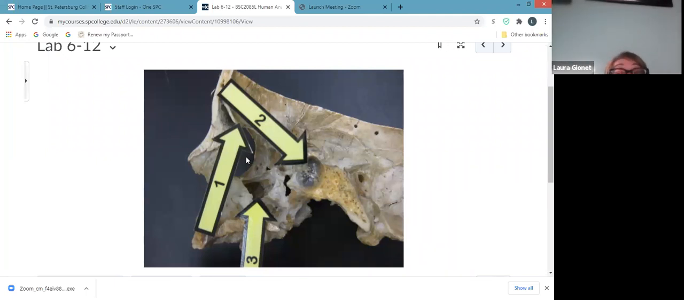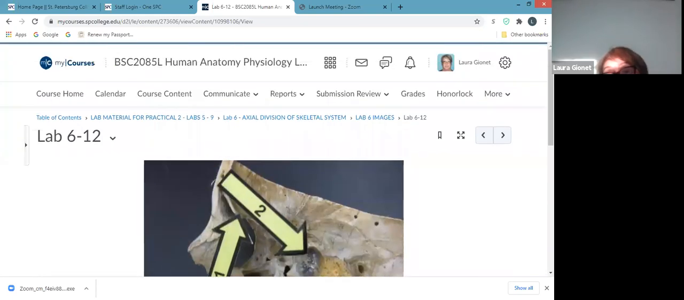The sinus found above the orbit of the eye to the forehead in the frontal bone would be the frontal sinus. The sinus cavity below the orbit of the eye, which is the maxilla bone, the air-filled cavity that you can see at number 3, that would be the maxillary sinus. Back here at number 2 is actually pointing to the sphenoid bone in the region between your ears. This is well behind the orbits of the eyes, and that would be the sphenoid sinus.